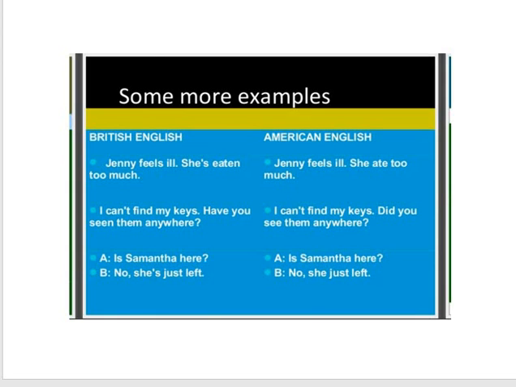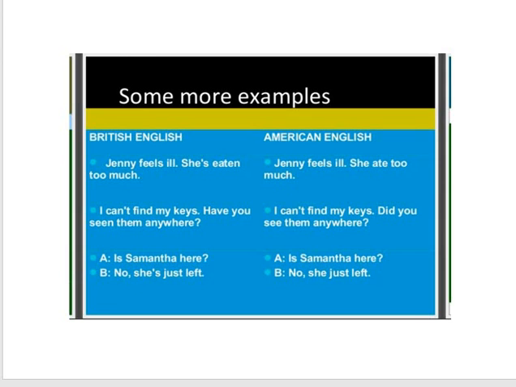British: I can't find my keys. Have you seen them anywhere? American: I can't find my keys. Did you see them anywhere? British: Is Samantha here? No, she has just left. American: Is Samantha here? No, she just left. These are the differences.